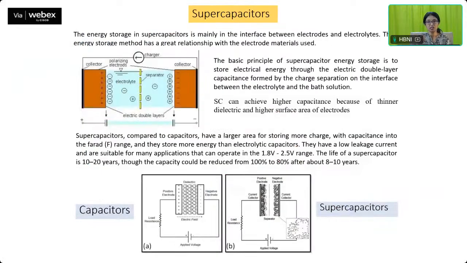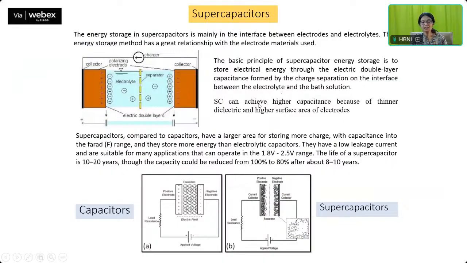So what are supercapacitors? Capacitors we discussed. Energy storage in supercapacitors is mainly at the interface between electrode and electrolyte. This energy storage method has a great relationship with the electrode materials used. What you do over here is store electrical energy through the electric double layer capacitance formed by the charge separation at the interface between electrolyte and the electrode. So you have these polarizing electrodes, you have a collector, and then you have an electrolyte, and this electric double layer is getting formed.